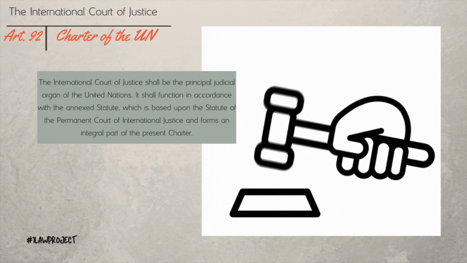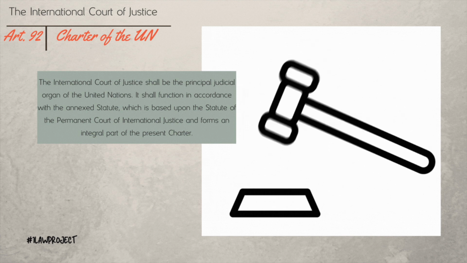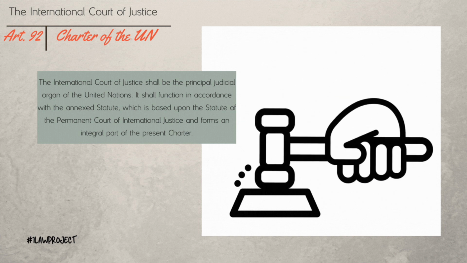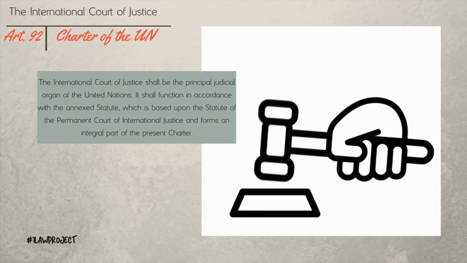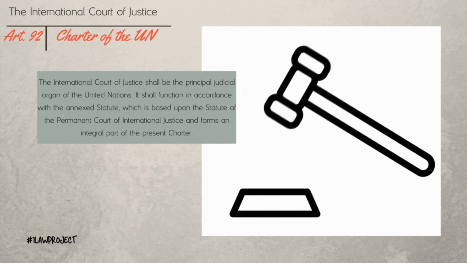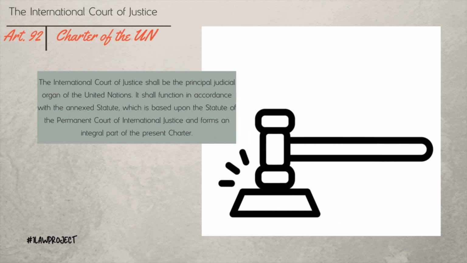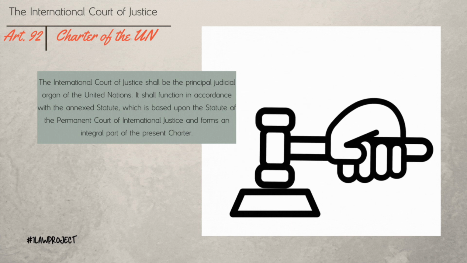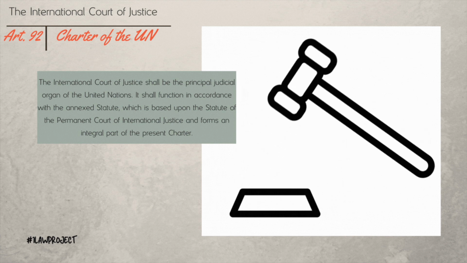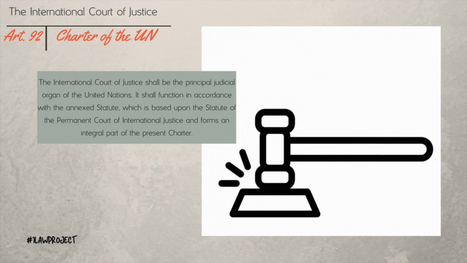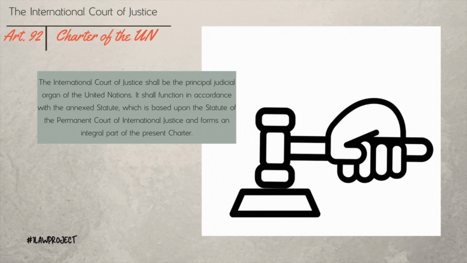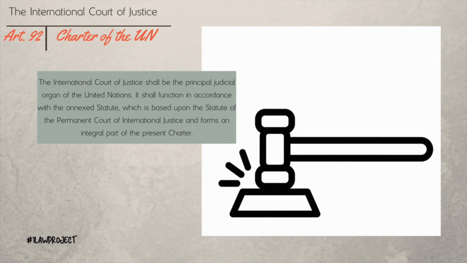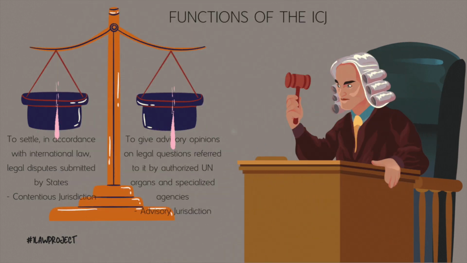What is the International Court of Justice, and what are its functions as a United Nations organ? According to Article 92 of the United Nations Charter, the International Court of Justice shall be the principal judicial organ of the United Nations. In essence, the International Court of Justice, the ICJ, is the principal judicial organ of the United Nations. The International Court of Justice is the successor of the Permanent Court of International Justice, the PCIJ, and the court sits in the Peace Palace located in The Hague, Netherlands.